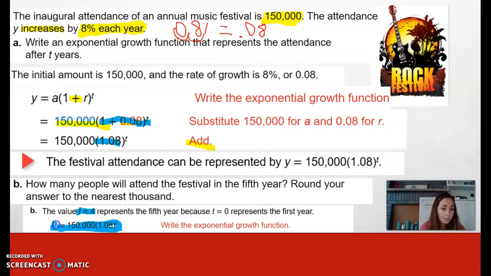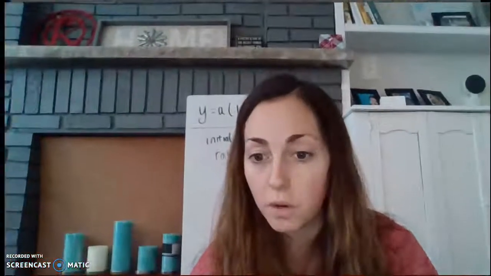And now all I'm doing is plugging in that 4 for t. Now I'll show you that in a minute. I'm going to make me very large here and show my whiteboard behind me.